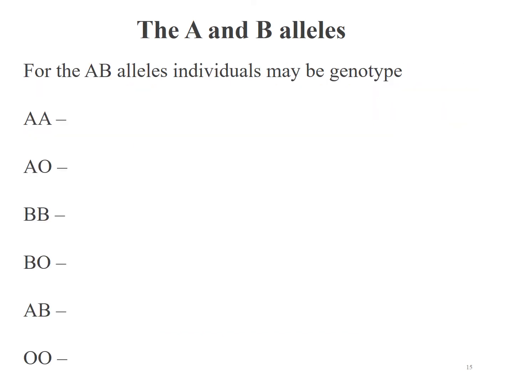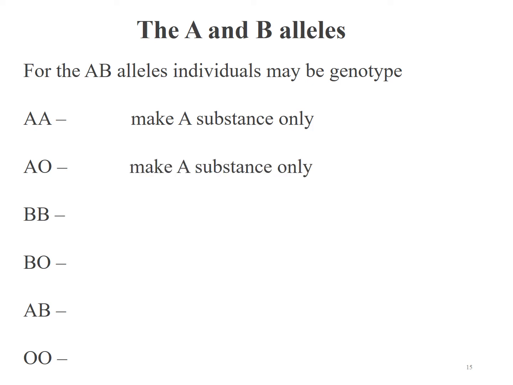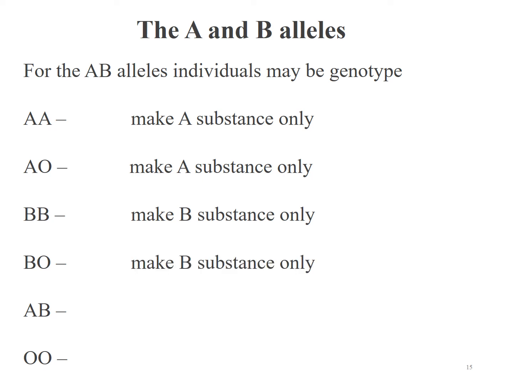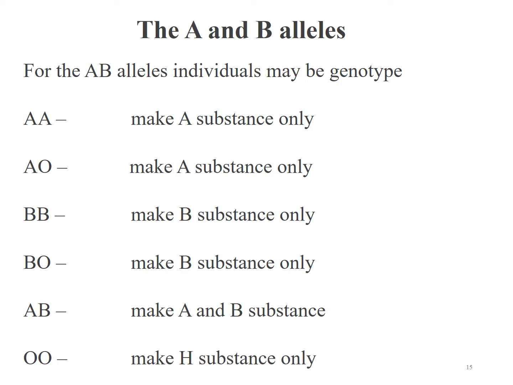And now, given the genotype of the individuals, can you please guess their phenotype or their blood group? For example, with the homozygous AA in the first example, what you'll be getting is blood type A, because you are going to get A substance only. How about the second one? AO is going to make A substance only, BB is going to make B substance only, BO, B substance only, AB, you have both A and B. What about blood type O? You are going to get substance H only.